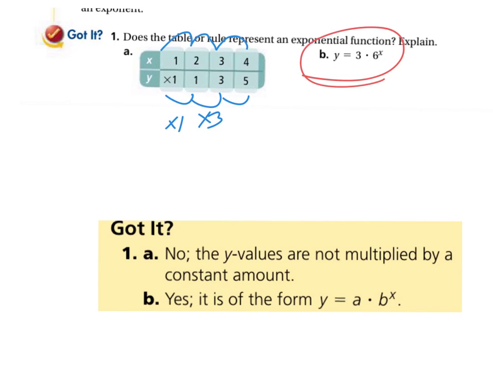On this part, this is most certainly an exponential function: 3 times 6 to the x power. Again, remembering the rules here, that this can't be 0. This has to be a certain number. It can't be 1, right? And it has to be greater than 0. And then raised to the x power. So most certainly an exponential function.